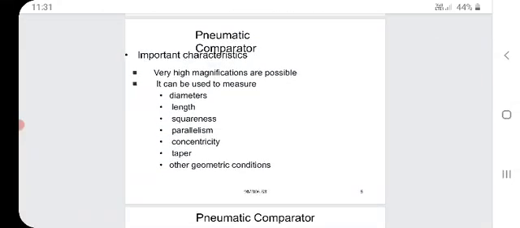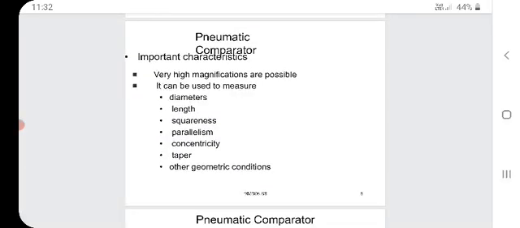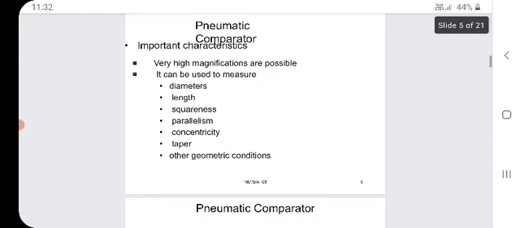Important characteristics of a pneumatic comparator. Now we will see. Very high magnifications are possible. It can be used to measure diameters, length, squareness, parallelism, concentricity, taper, other geometric conditions.